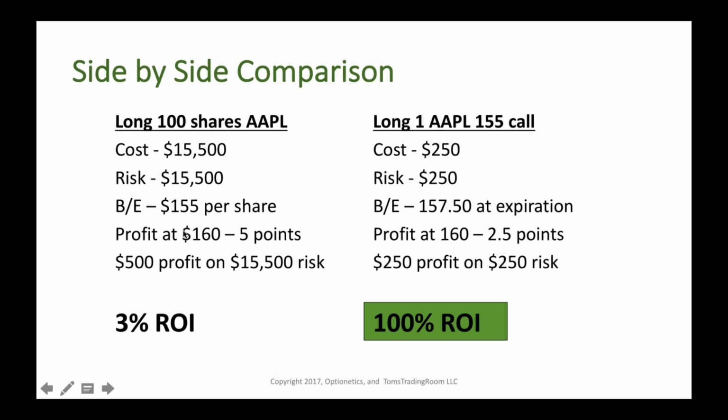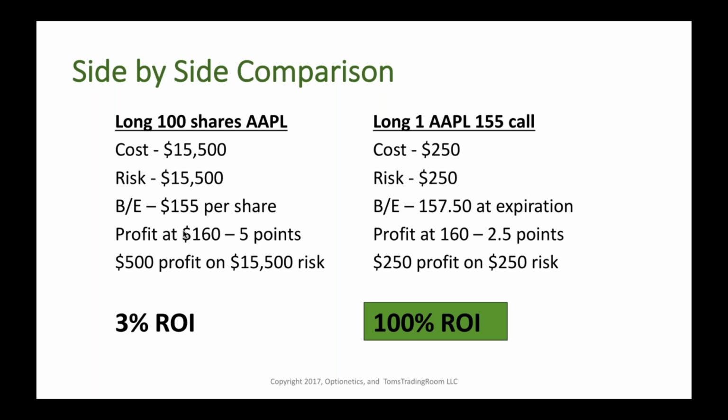And if we did a side-by-side comparison right now, the stock versus that 155 call, we would see that the stock's going to cost us $15,500 if the stock's at 155. All right? And yeah, at 160, we'd have a profit of 5 points. That'd be about a 3% return on investment. The call options, around $250, all right? Much less than the cost of owning the stock.